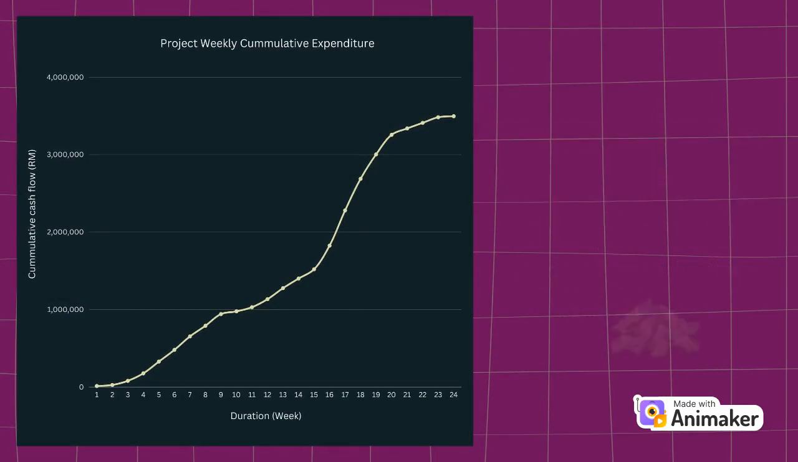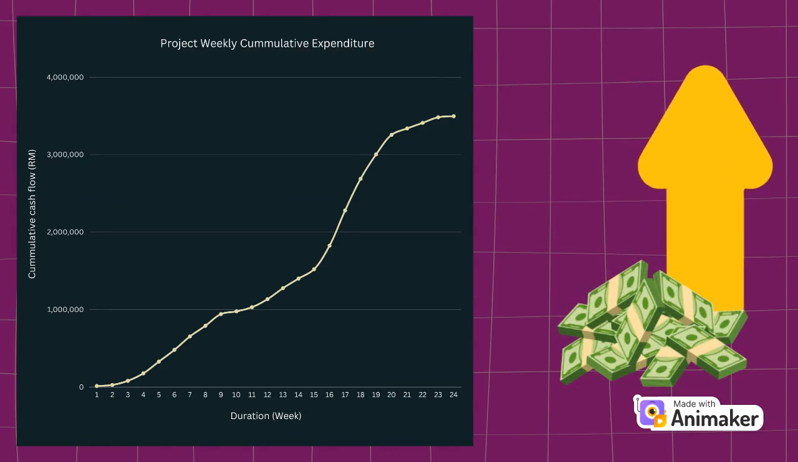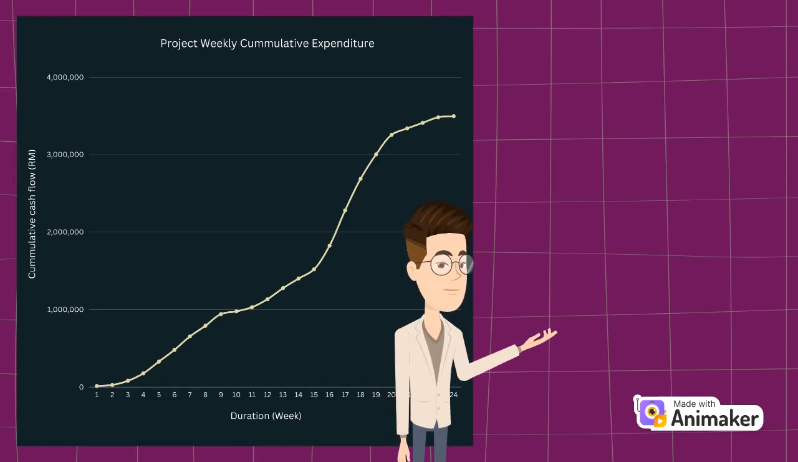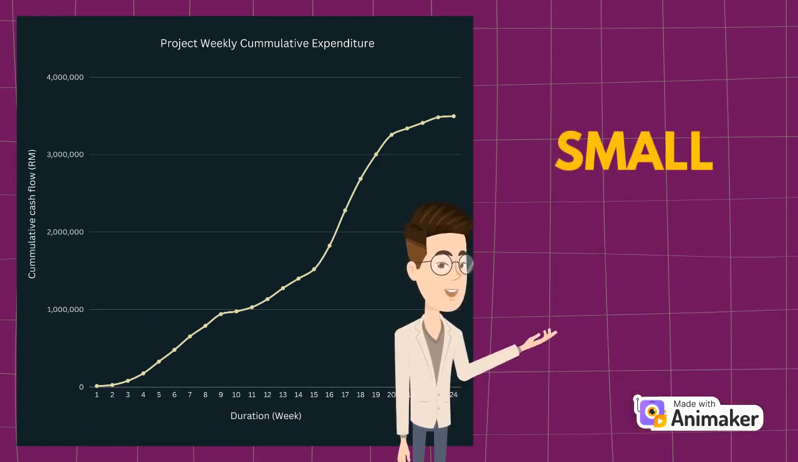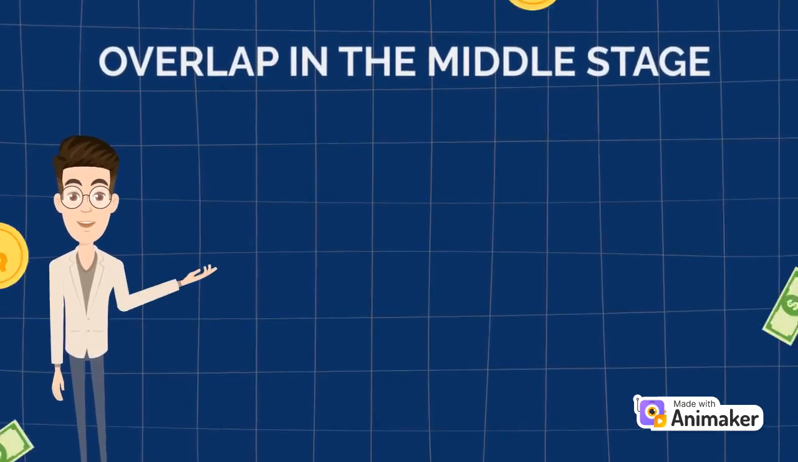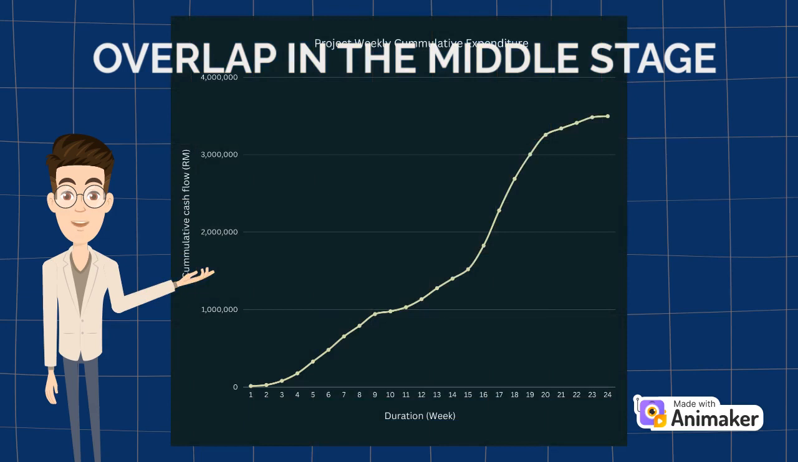The S-curve shows that the cumulative cost of the construction project increases slowly and steadily during the early stages of the project. This is because the amount of work involved is small, and the enabling works, such as site preparation and setting out, are not very costly. There is a lot of overlap in the work during the middle stage of construction, which leads to higher costs and a steep increase in the cumulative cost, from week 16 to week 20.